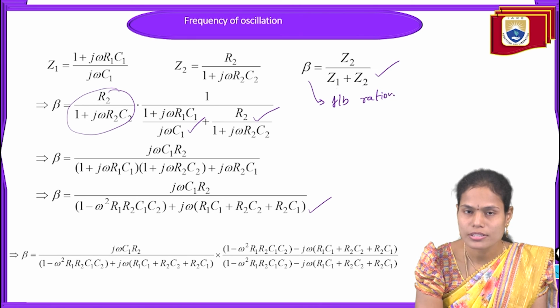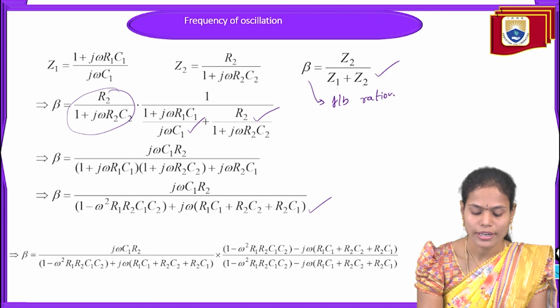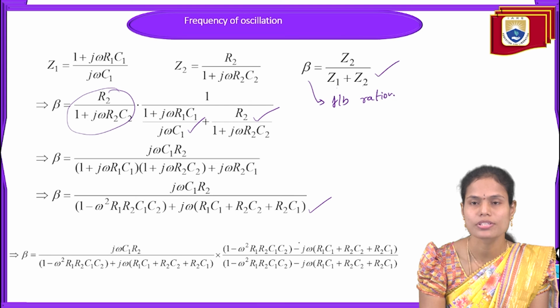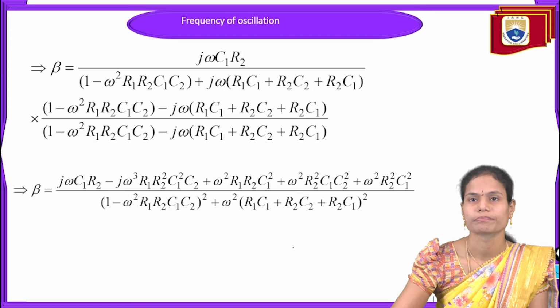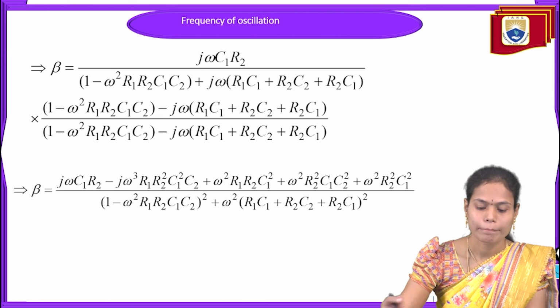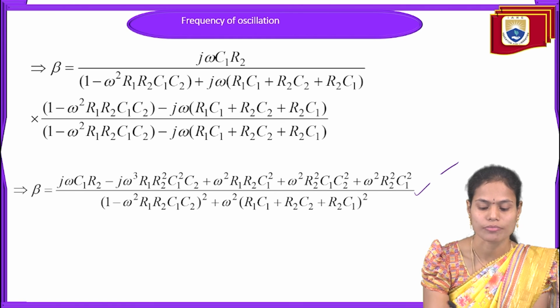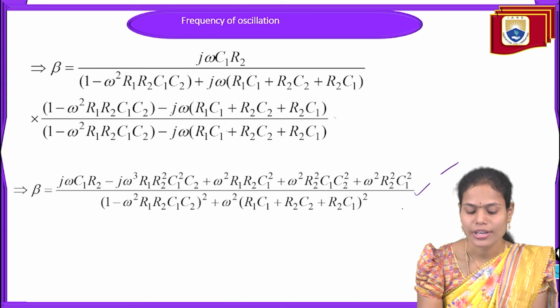And for further simplification and also to find the frequency of oscillation and to find the gain, we are multiplying and dividing with the 1 minus of this denominator. So after multiplication, we will get the simplified expression, this one. After multiplying these terms, numerator to numerator and denominator to denominator, we will get it as this much.